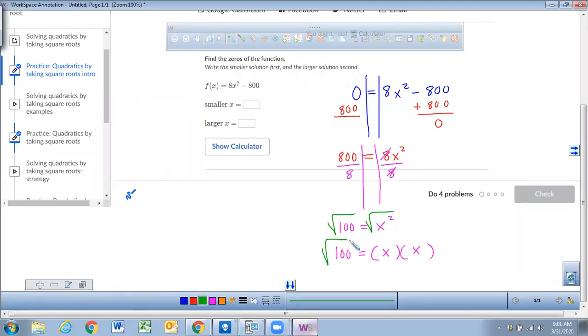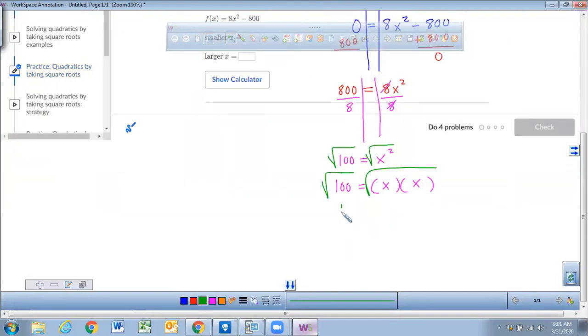So if I take the square root of this side and I take the square root of this side, what is the square root of 100? Square root of 100 is 10. Now here's the thing. If I said simplify the square root of 100, the answer would just be 10. But if I said x squared equals 100 and I wanted you to solve for x, technically it's going to be plus or minus 10.